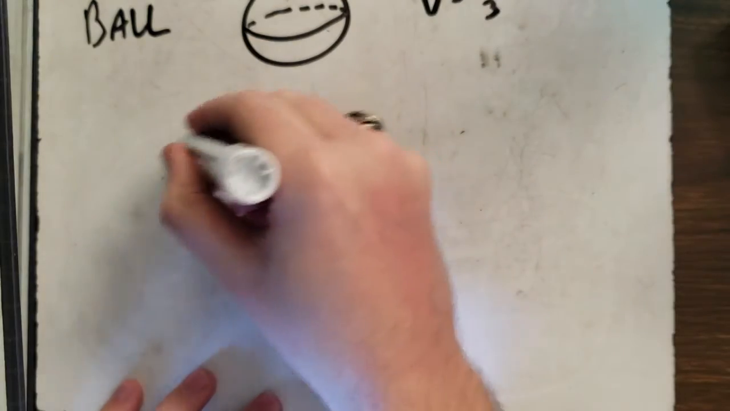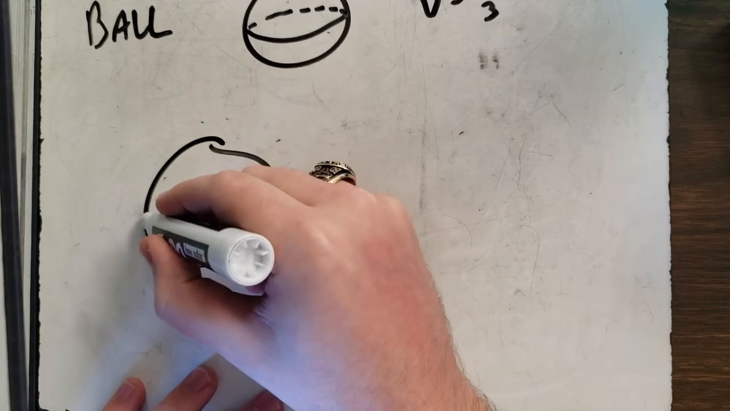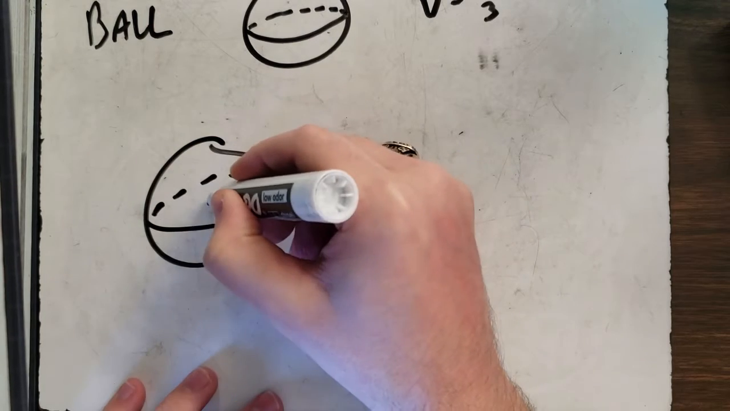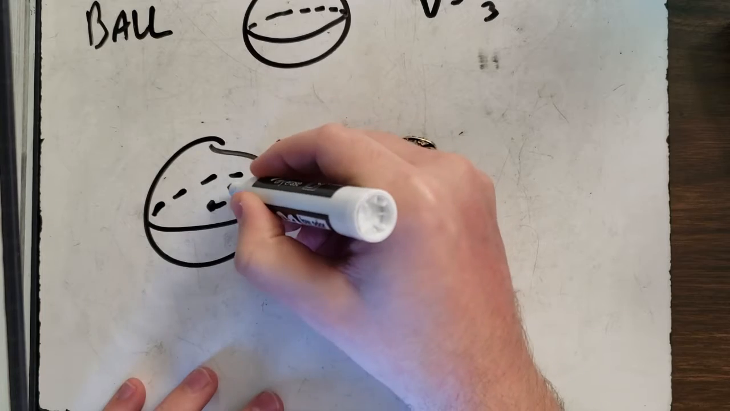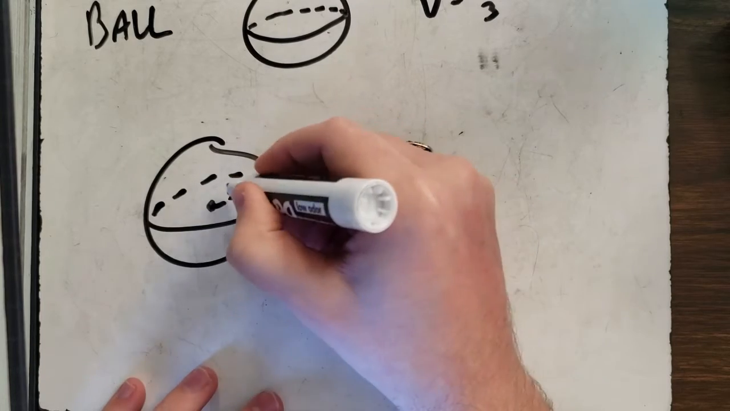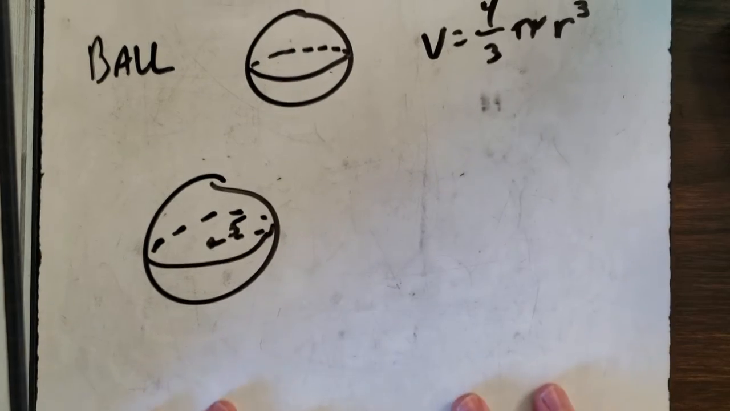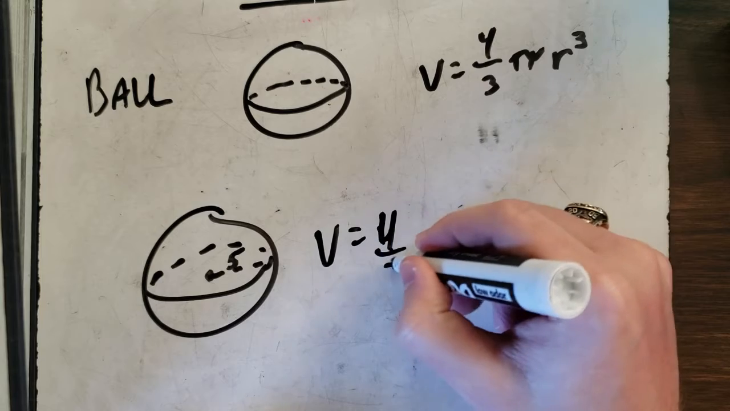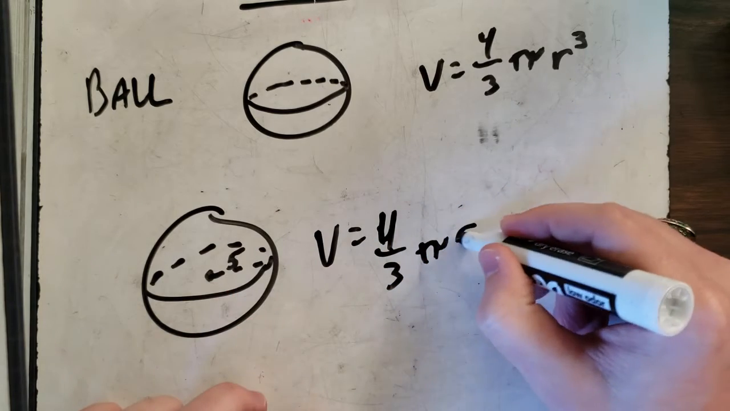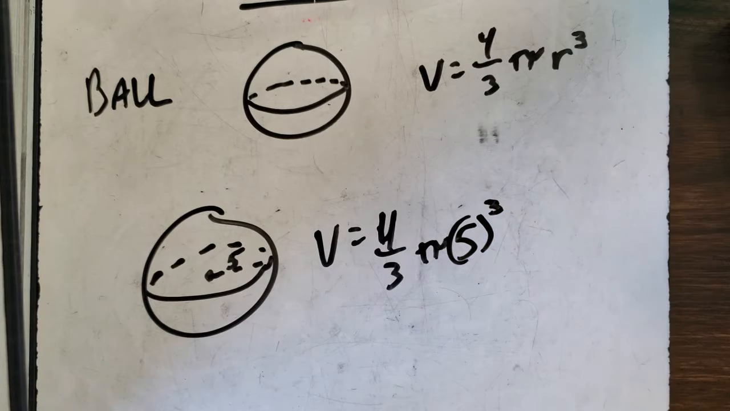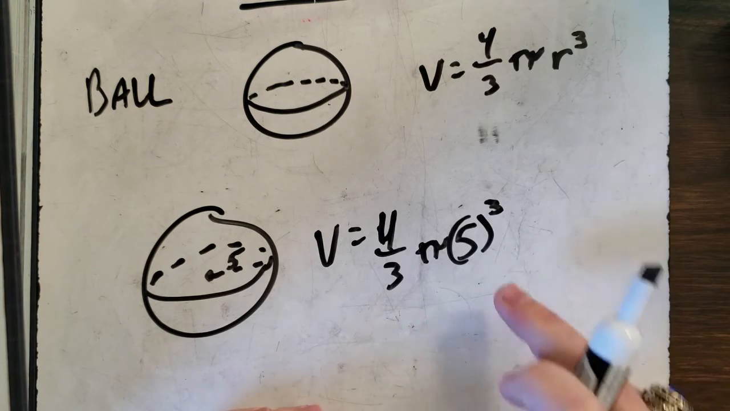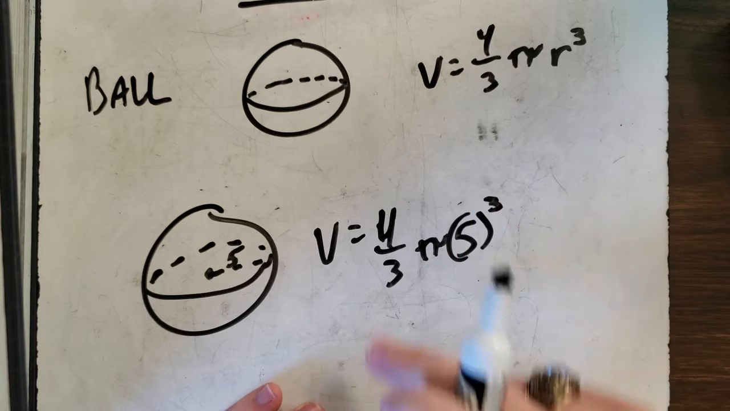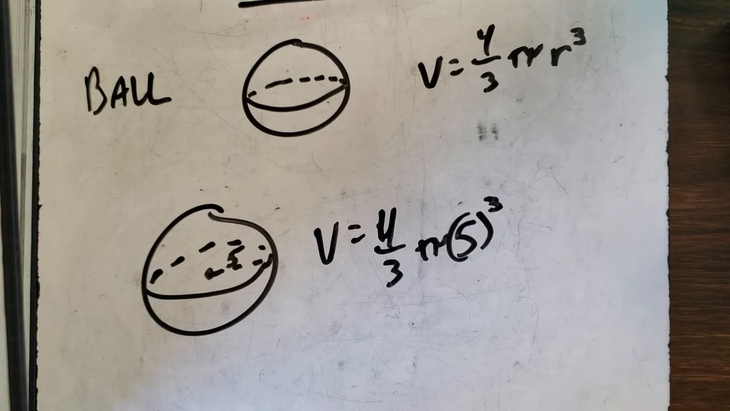So let's say you're given a picture, and your radius is 5. So I need a radius. So plug it in the formula. V equals 4/3 pi, and then 5 to the third power. With this one, what I like to do is work backwards. Instead of starting here and going this way, I like to start here and work my way back. It gives you the most accurate answer.